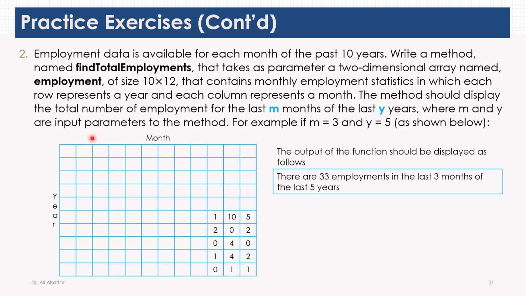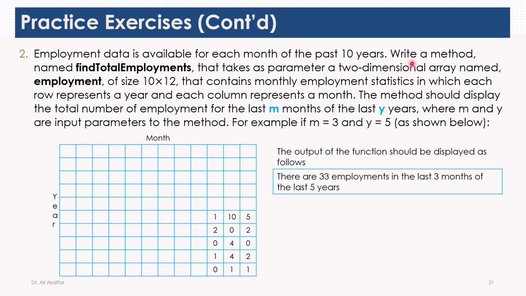It says employment data is available for each month. So where is the month? The months are represented by columns in this two-dimensional array. Of the past 10 years, and the rows represent years, and as you see, they are 10. And for the months we have 12. So we have 10 rows and 12 columns. So what are these numbers inside the array? We call them entries. They are employment data.